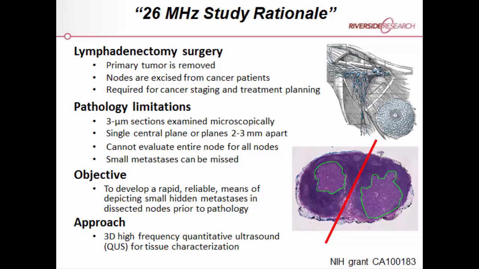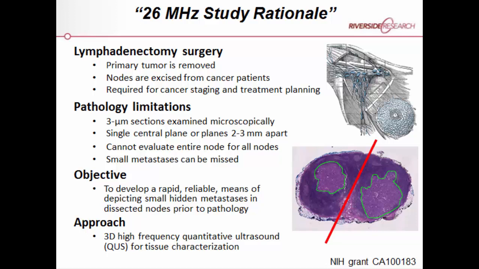So typically, during surgery, they remove the primary tumor. They take some lymph nodes that are near the tumor that are the most likely to contain cancer. In the case that they contain cancer, it clearly changes the treatment and the care for these patients. So it's very important to find out whether they contain metastatic regions. But there are some limitations from the pathology side.